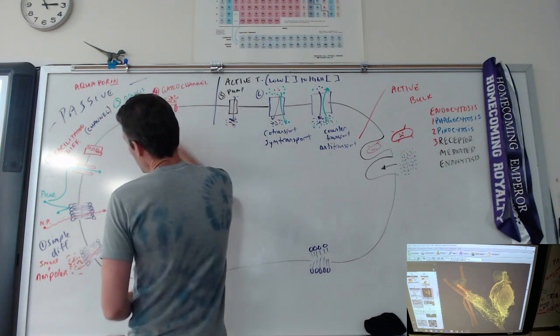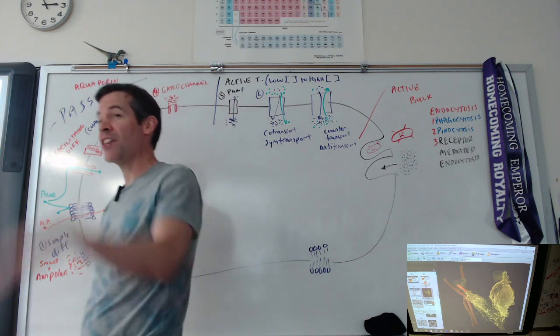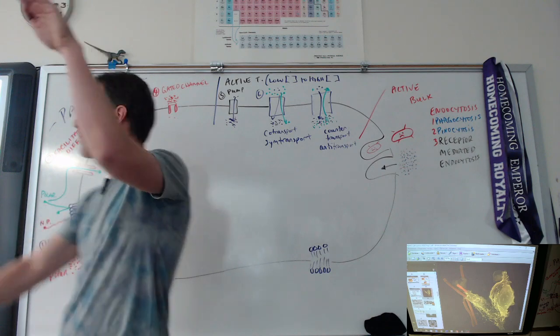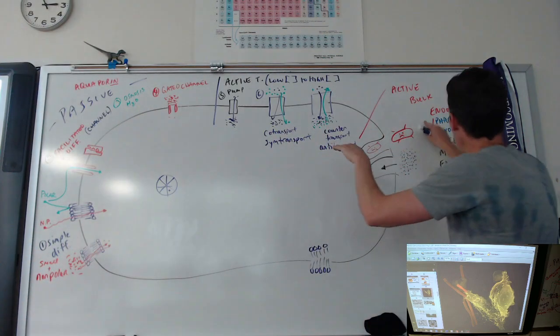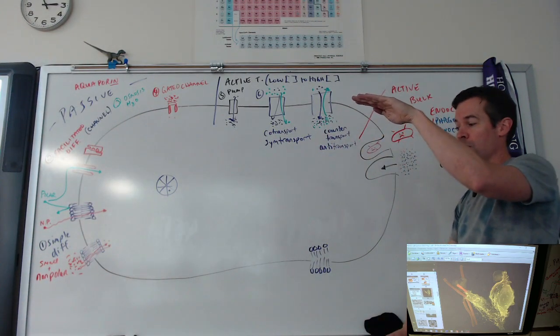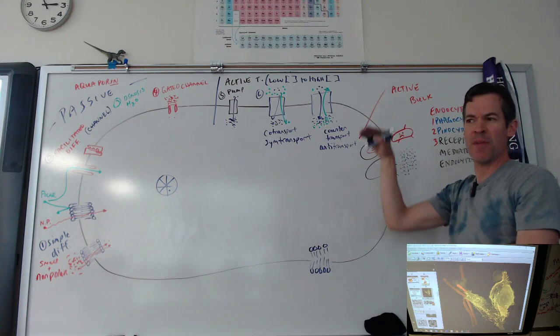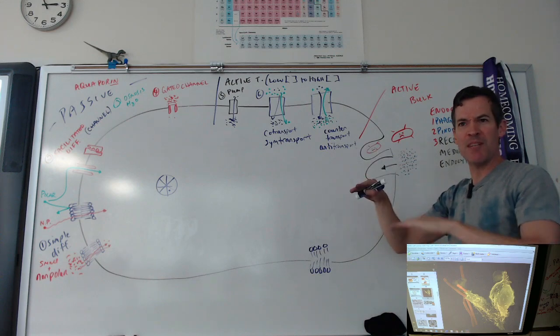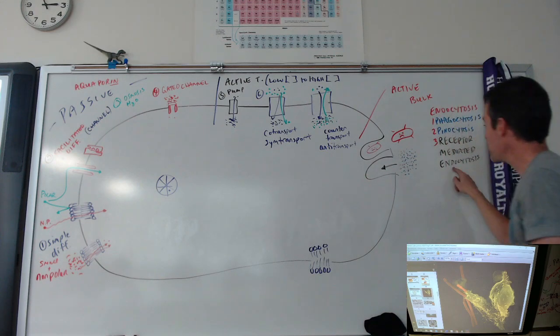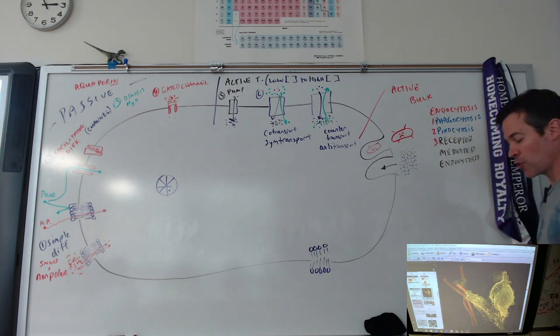These things, pumps, channels, really accurate, but really slow. These things, phagocytosis, pinocytosis, very fast, not very accurate. It'd be nice to have like a medium. Is there a medium speed, medium accuracy? That's receptor-mediated endocytosis. So here's what will happen.